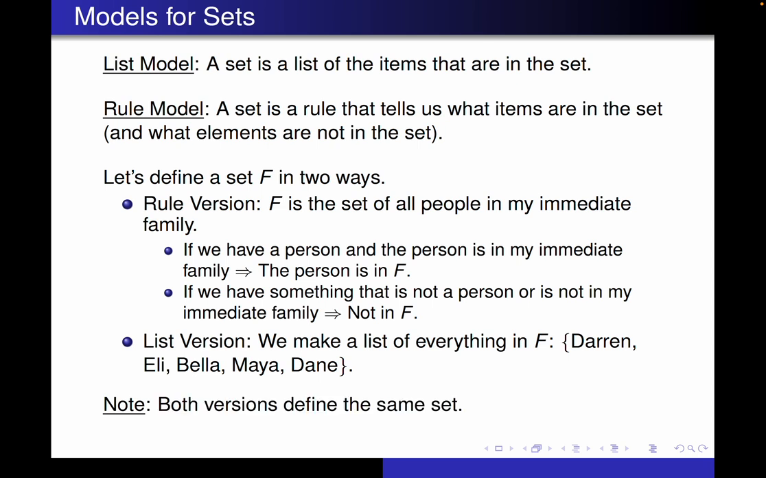So just a note, however we describe the sets, they are literally the same set. If I say all the people in my immediate family, or if I list all the people in my immediate family, they are exactly the same set. The only difference is how we express those sets.